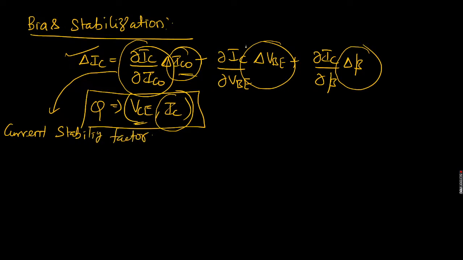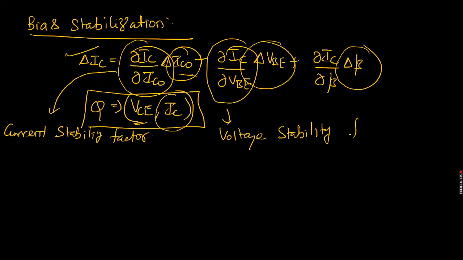The second term is there, right? Current with respect to voltage. This is called voltage stability factor. Third term, IC by beta, that is amplification stability factor.